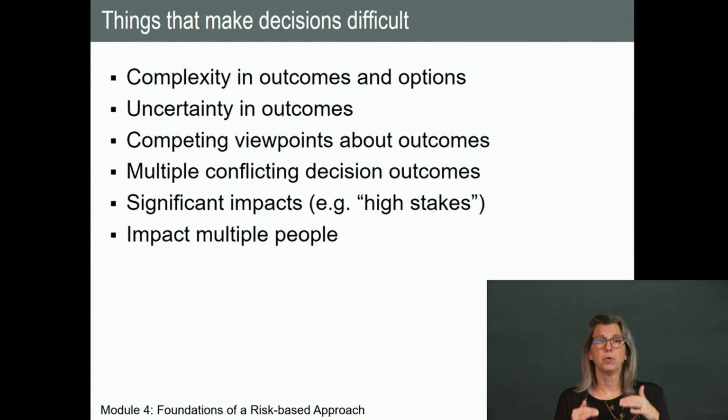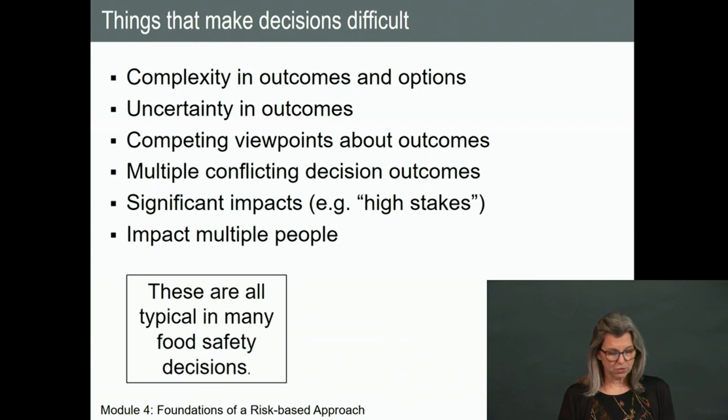When you have multiple conflicting decision outcomes, so things like when you get more of one, you get less of the other, so you can't have everything that you want, and so you have to make those trade-offs. That makes decisions difficult. When you have high stakes decisions, when the decision is going to have an important, significant impact on a lot of people, and then when it impacts multiple people.